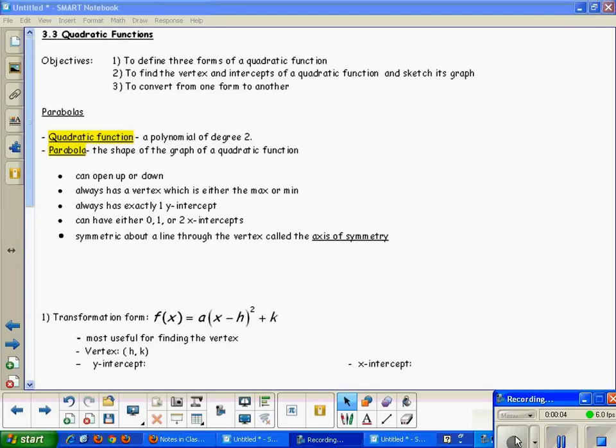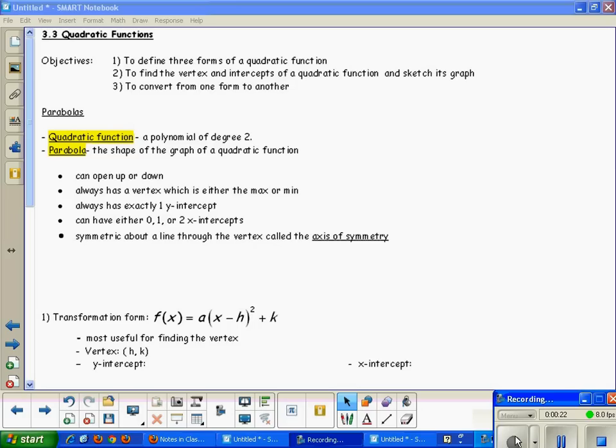Section 3.3 Quadratic Functions. Our objectives are to define the three forms of a quadratic function, to find the vertex and intercepts of a quadratic function and sketch its graph without using a graphing calculator, and to convert from one form to the other. The first thing we want to talk about is the quadratic function.